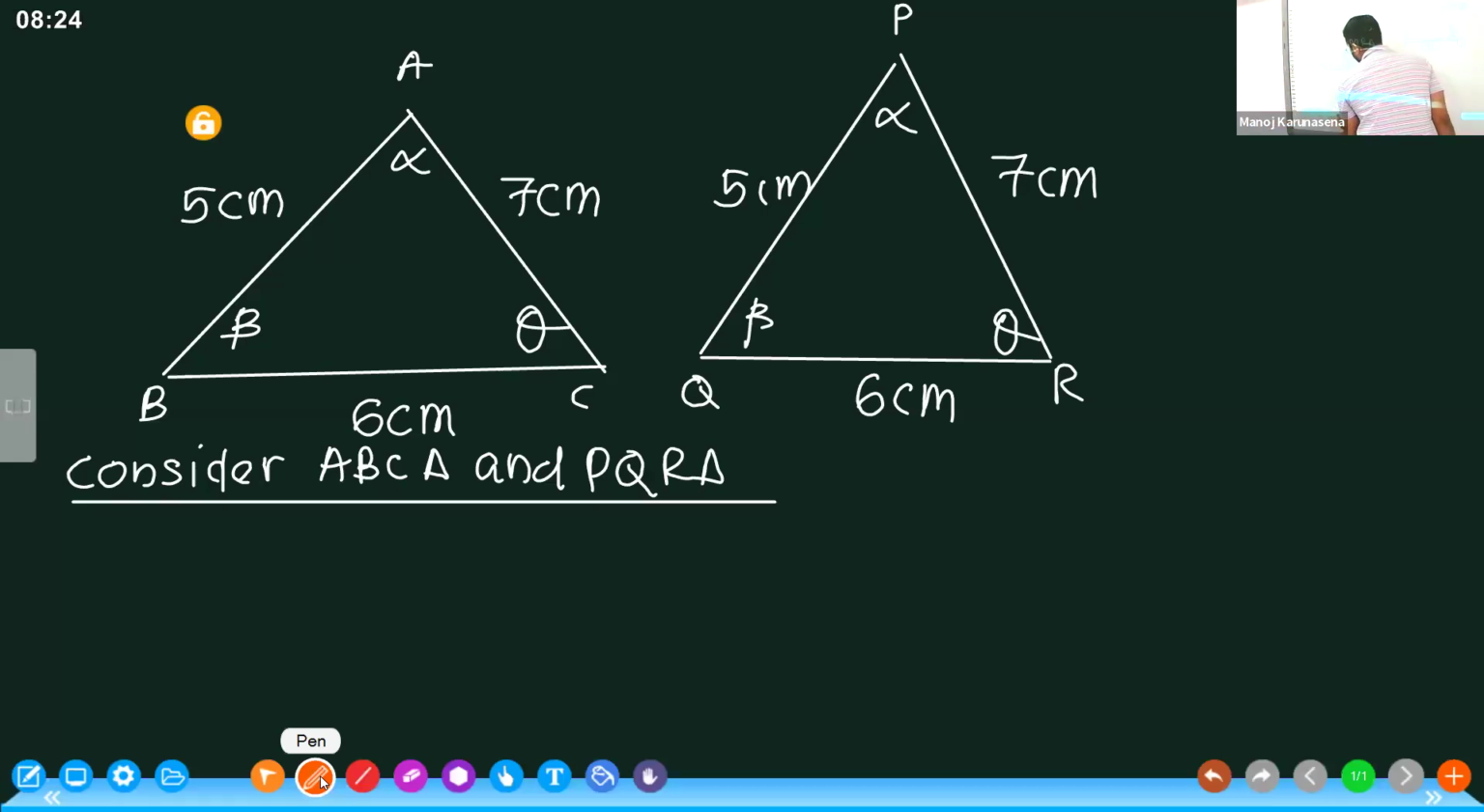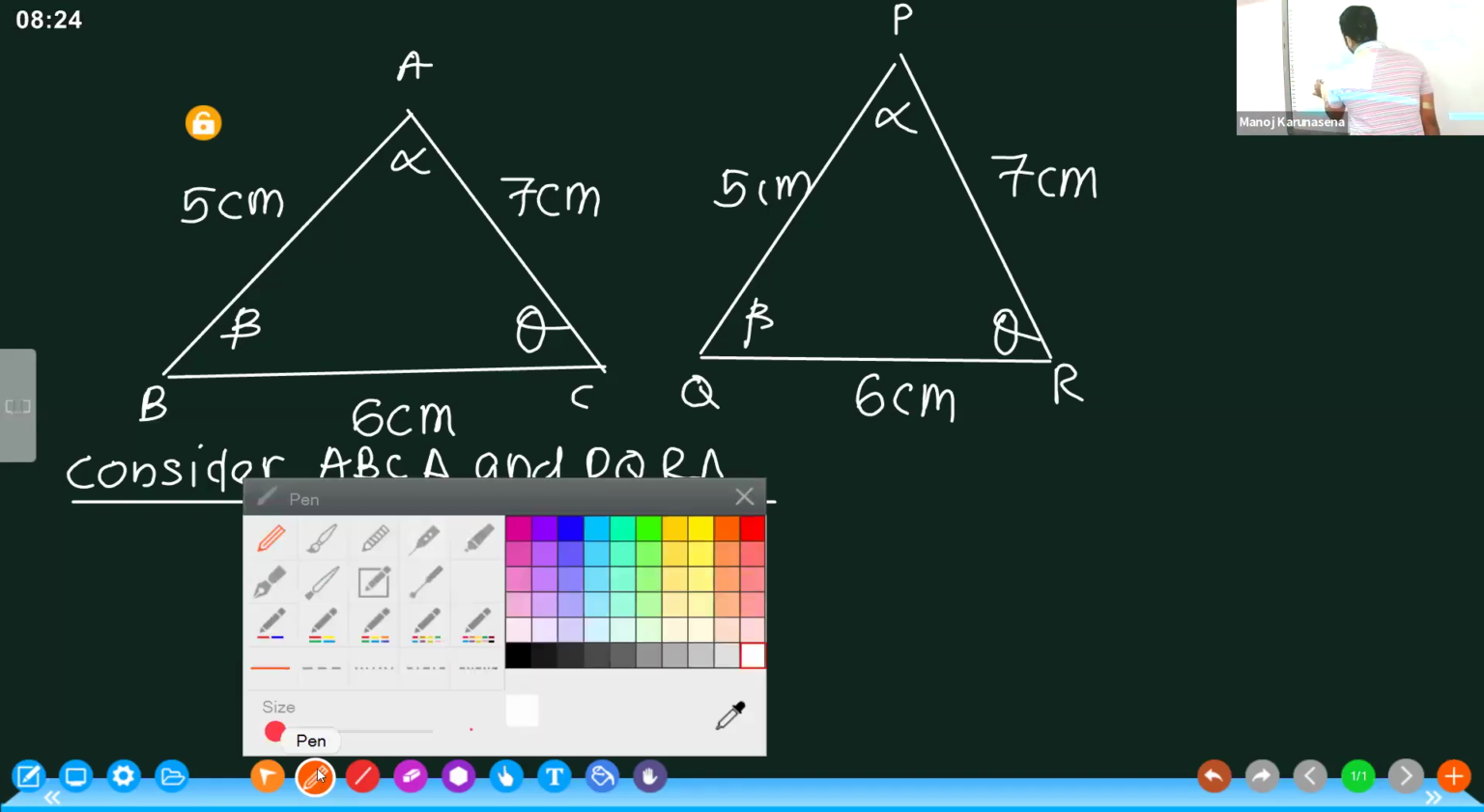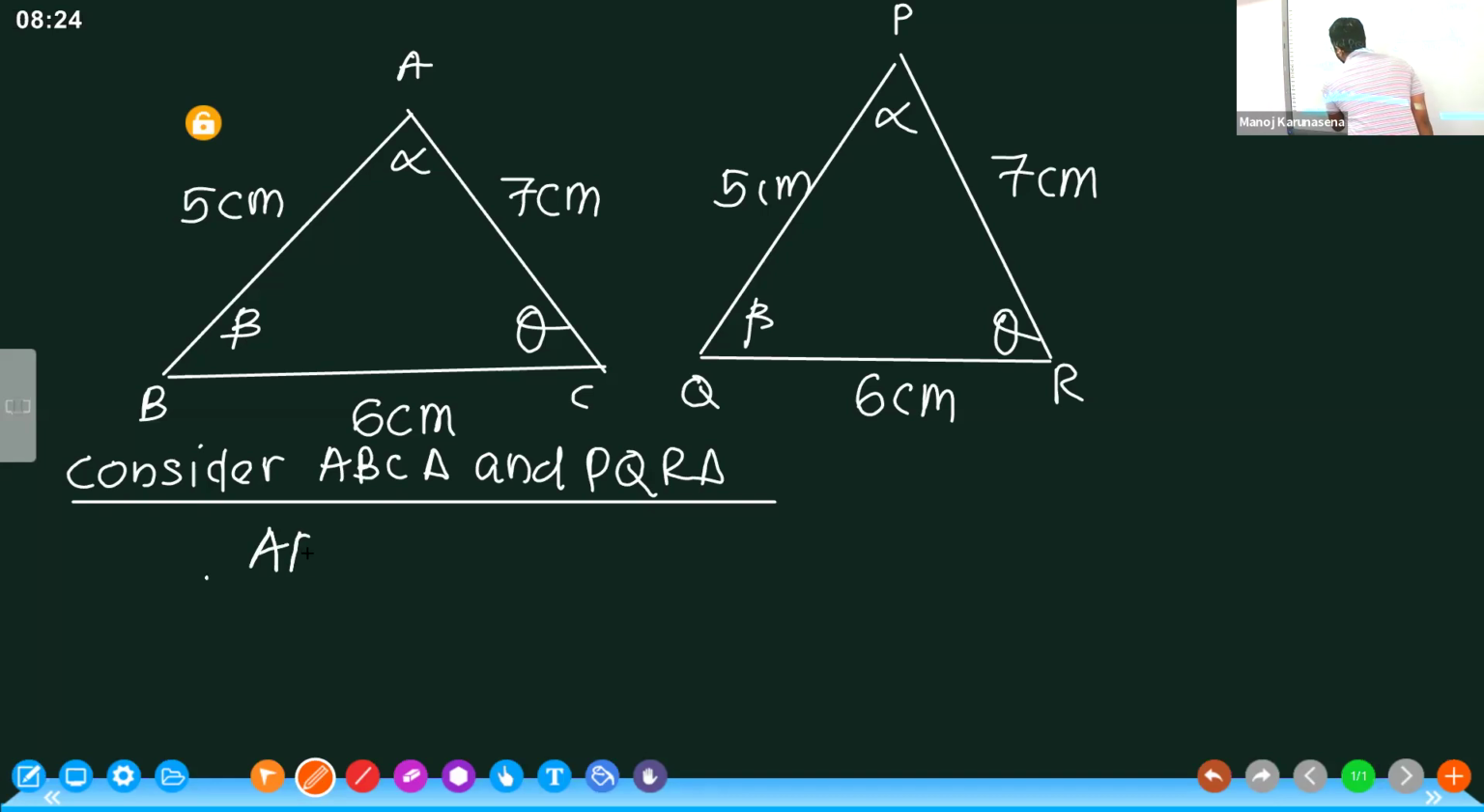So on my left hand side, I'm going to write the elements of the triangle ABC. On my right hand side, I will be writing the elements of the triangle PQR, which equals the ABC triangle. The length of AB equals what? The length of AB equals what? 5 centimeters. Length of PQ. So we are going to make these two triangles congruent. So AB equals PQ.